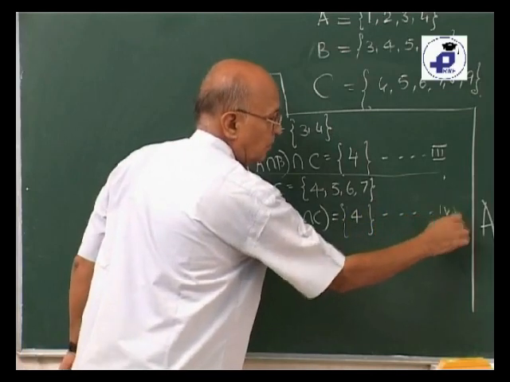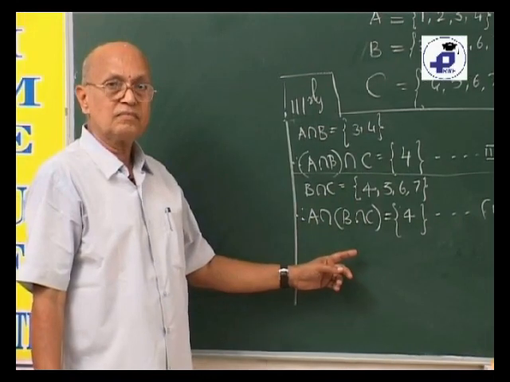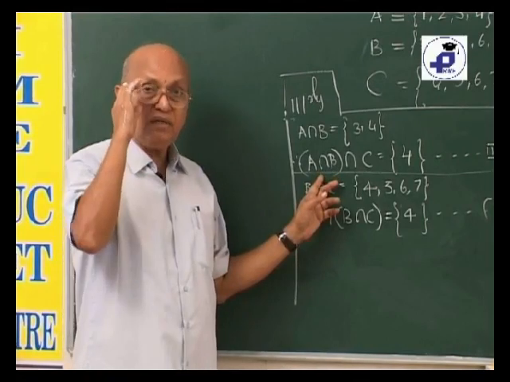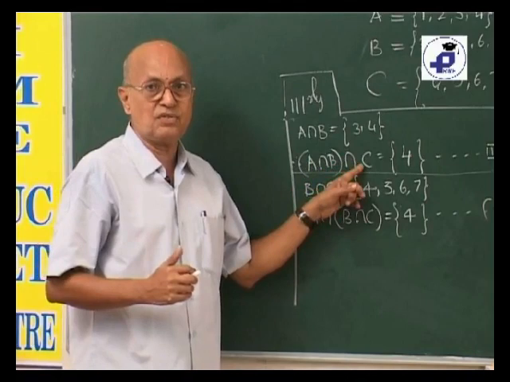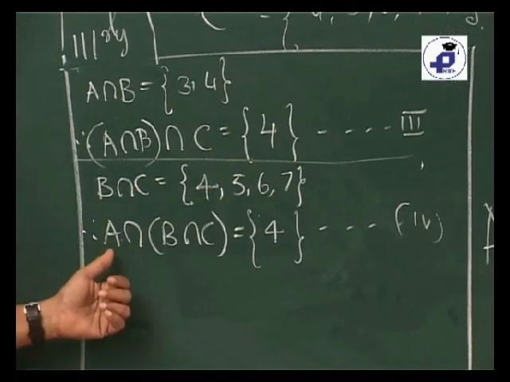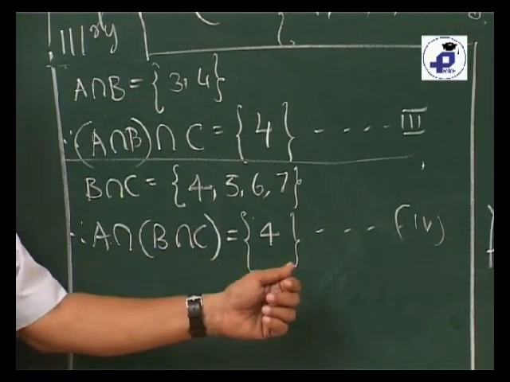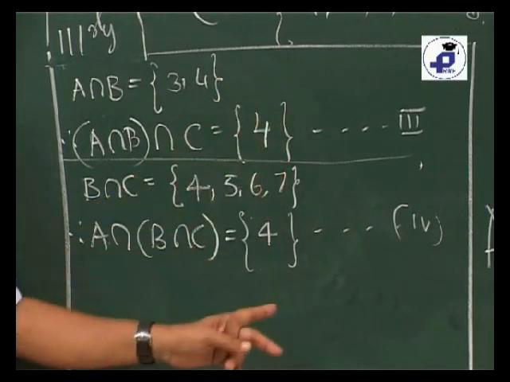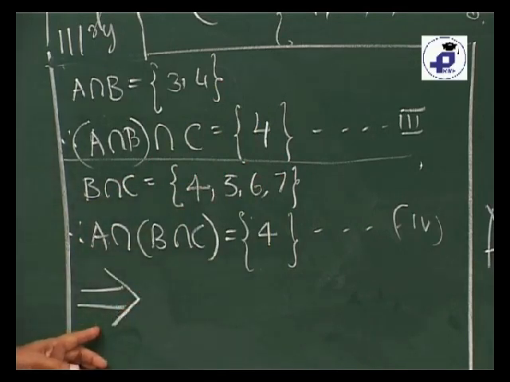Therefore, now what do we observe here? Look at the results. Please listen to me. How do I pronounce it? (A intersection B) intersection C is equal to a set with element 4. A intersection (B intersection C) is a set with element 4. What do we observe here? We observe that both are the same set. Please look at this symbol.